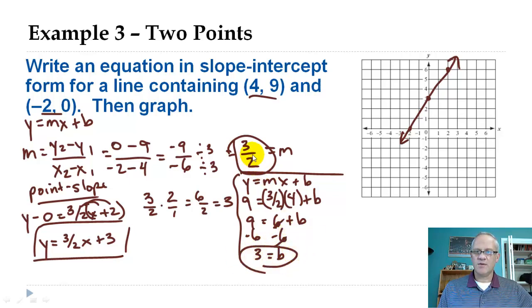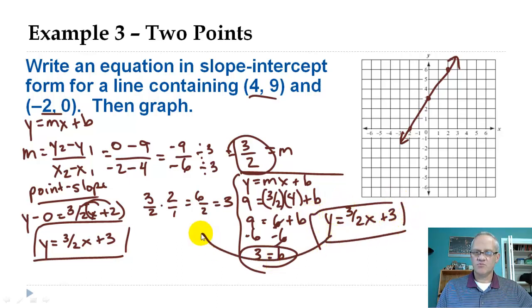Now that you know m is 3/2 and b is 3, guess what? y equals 3/2 x plus 3. And you know what? Oop, there it is. I kind of took a little detour there. Look, it's the same thing. 3/2 x plus 3. So you can do that either way, either by plugging in what you know into y equals mx plus b to find b, and then you can just plug in your m and your b like we did on the first one, or go point-slope and rearrange it.